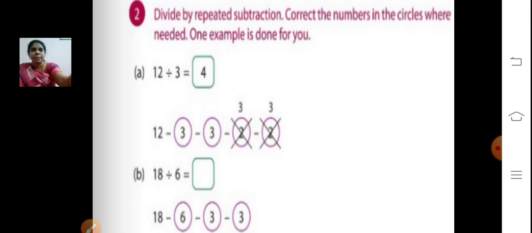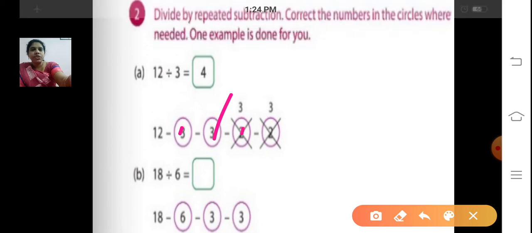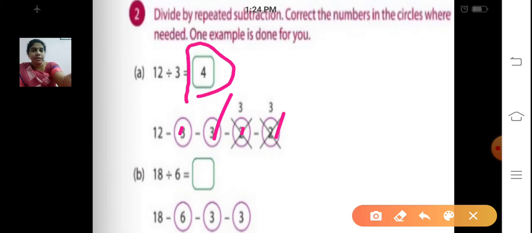How many times have they subtracted? 4 times: 1 time, 2 times, 3 times, 4 times. So the answer is 4 times. How many times they have subtracted, that you are going to write inside the box. Shall we do the next sum?